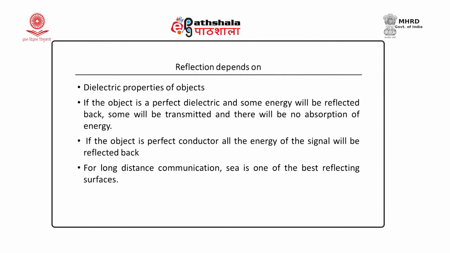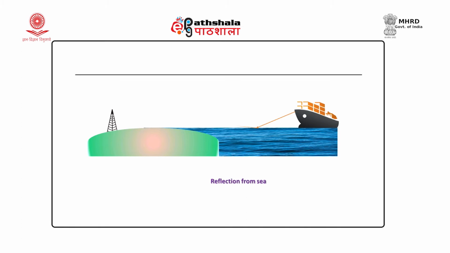The reflection also depends on the dielectric properties of objects. If the object is a perfect dielectric, some of the energy will be reflected back, some will be transmitted and there will be no absorption of energy. If the object is a perfect conductor, all the energy of the signal will be reflected back; perfect conductors are metals, water etc. So, for long distance communication, sea is one of the best reflecting surfaces. You can see here that the signal gets reflected and it reaches the receiver.